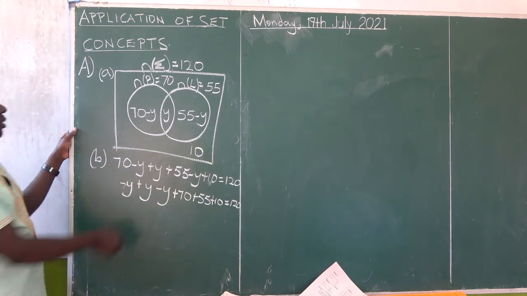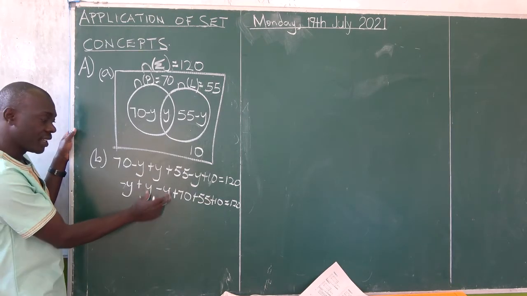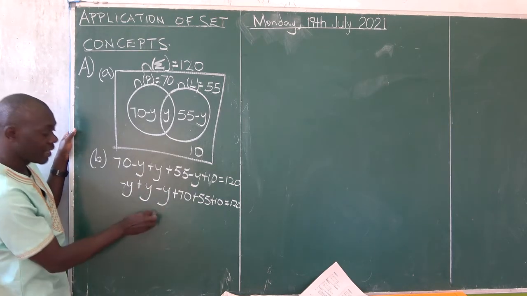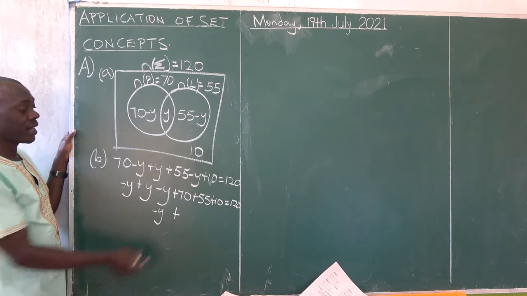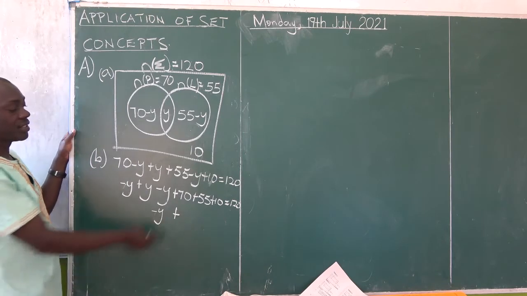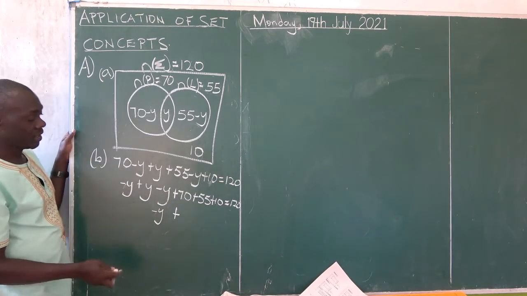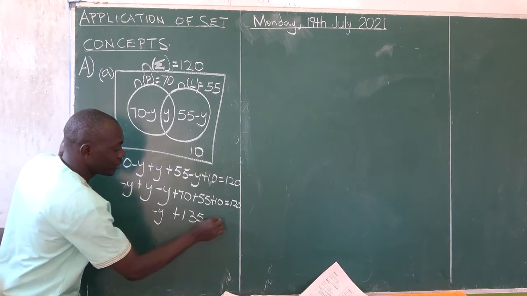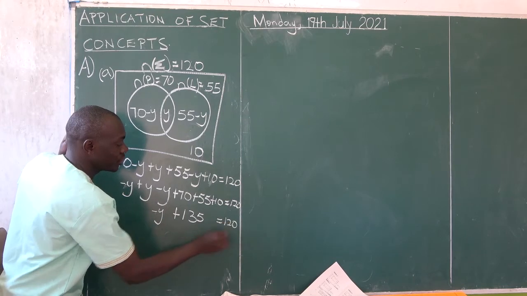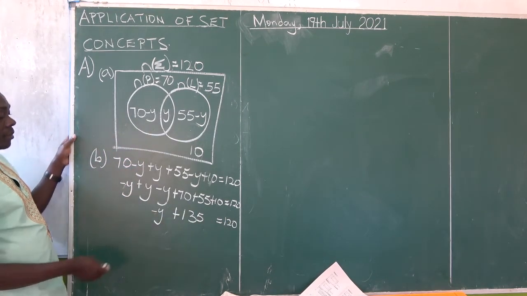And now, we know y minus y is 0. So meaning this is a nothing. So remain with a negative y this side plus the sum of all these. That is 70 plus 10, 80. 80 plus 55, you get 135. So that's 135, which is equal to 120. And now, you are going to subtract 135 from both sides.